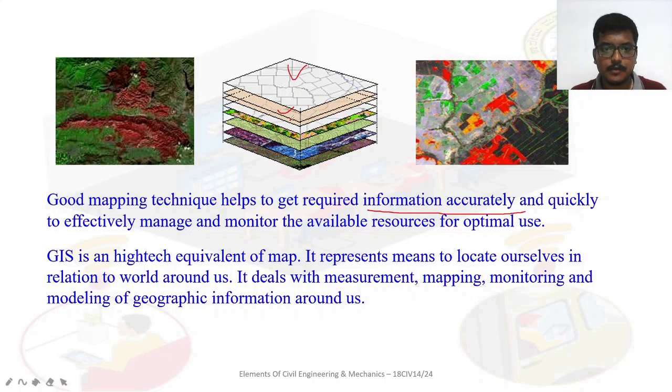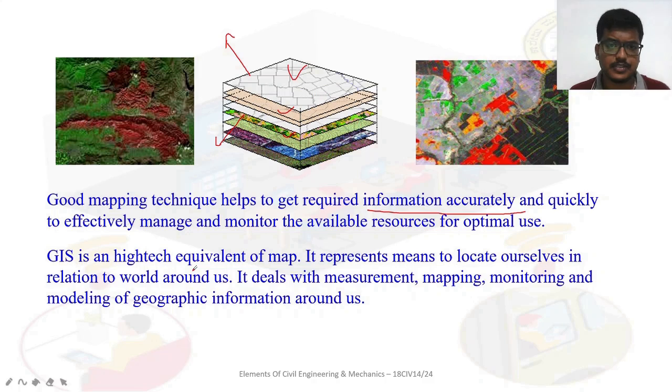See the Google Maps layers. If in Google Maps we select the satellite view, we get this. If you want only the roads and transport, you get this view. Try it on your mobile, so that you get to know the layer working and the beauty of the GIS system. GIS is a high-tech equivalent of a map. It represents a means to locate ourselves in relation to the world around us. It deals with the measurement, mapping, monitoring, and modeling of geographical information around us.